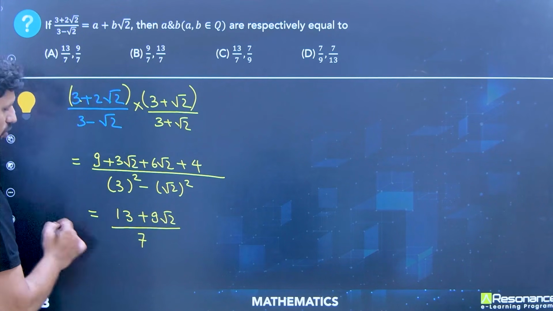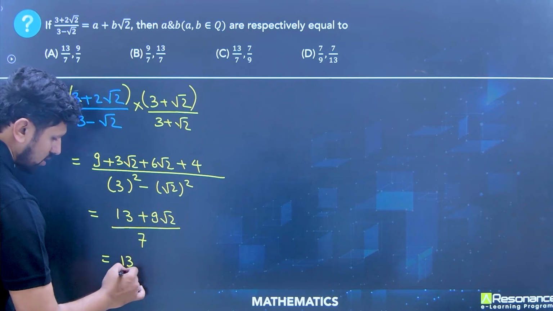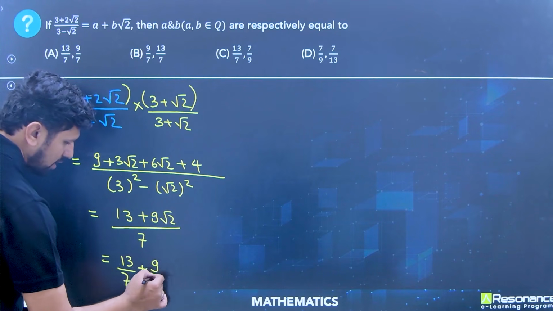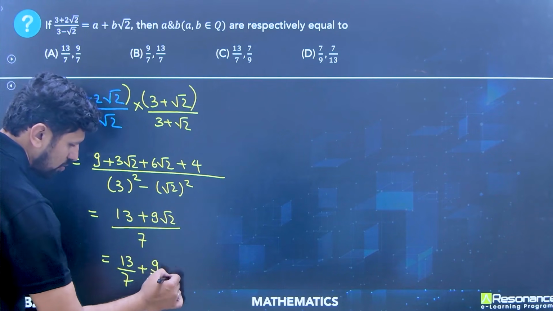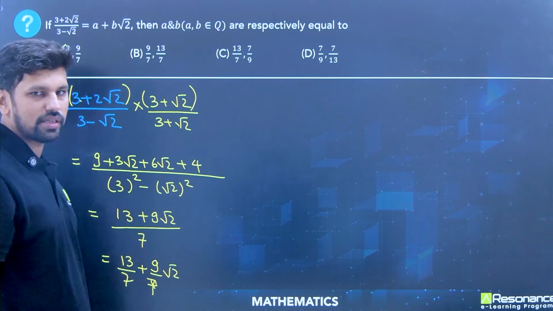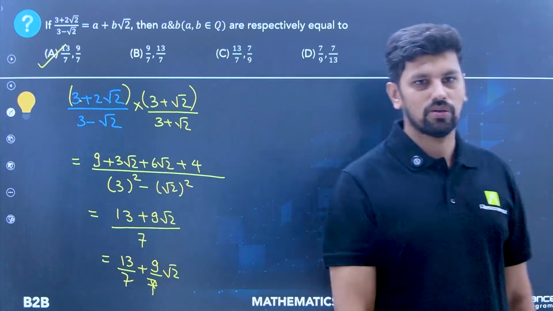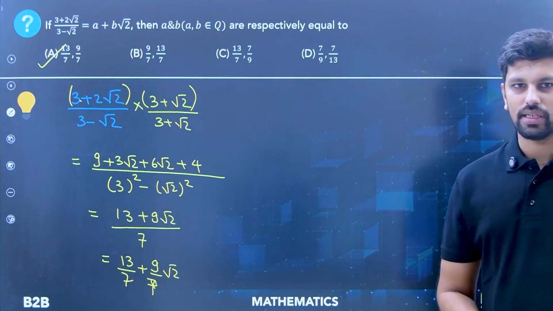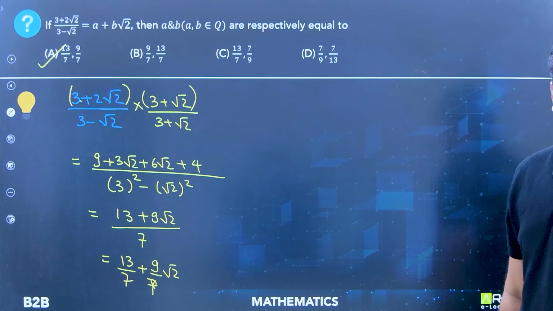13 plus 9 root 2 upon 7, which can be written as 13 by 7 plus 9 by 7 into root 2. So 13 by 7 and 9 by 7 are the answers. Okay. Easy question. Option A, very good.